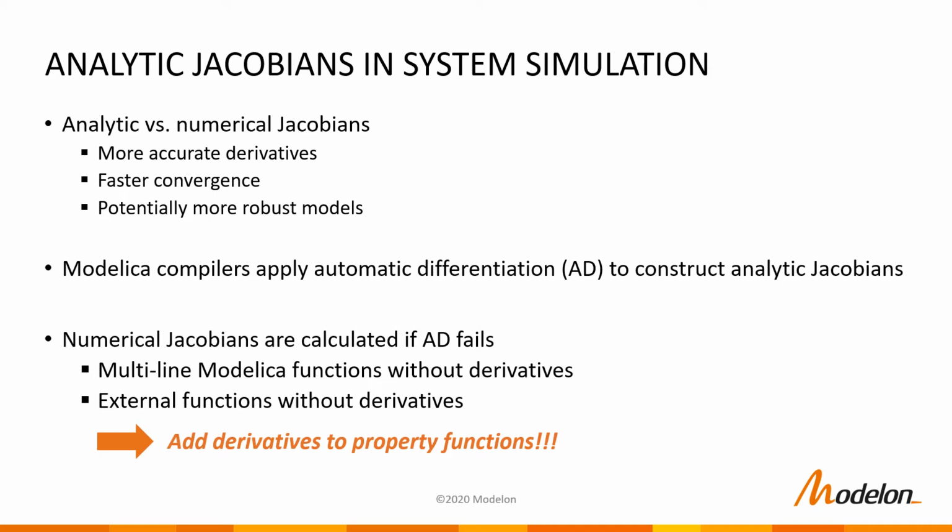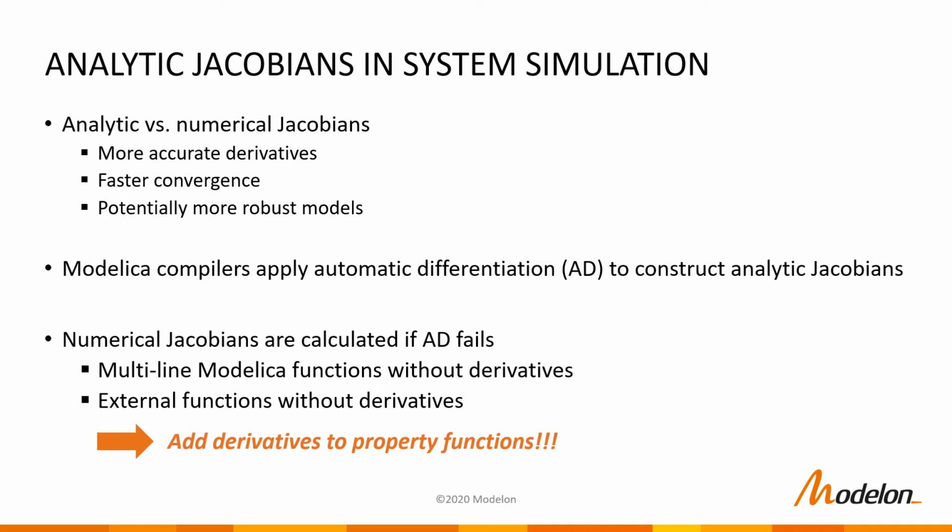With analytic Jacobians, we get more accurate function derivatives, which leads to faster convergence on nonlinear systems and potentially more robust models. So, Modelica compilers apply automatic differentiation to construct the analytic Jacobians. However, there are many ways in which automatic differentiation can fail. Common issues include multi-line Modelica functions without appropriate information for the tool to perform automatic differentiation, or external code without derivatives provided via the annotations.